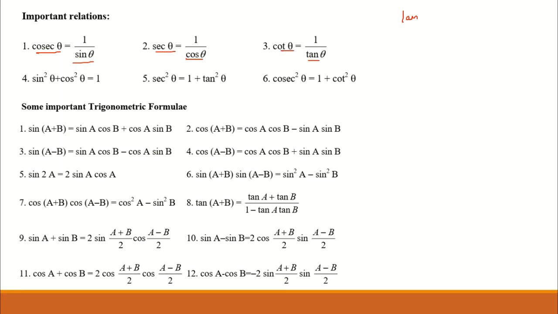For tan we have perpendicular upon base, so for cot we will have base upon perpendicular. There is also some relation between sine and cos: sin square theta plus cos square theta is equal to 1, sec square theta is equal to 1 plus tan square theta, cosec square theta is equal to 1 plus cot square theta. These are some identities which you have learned in the previous classes.